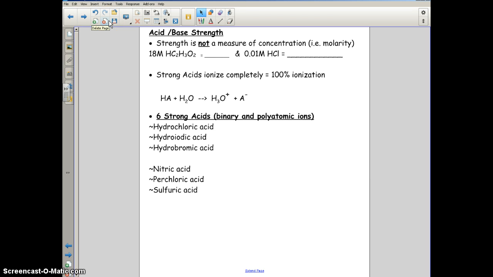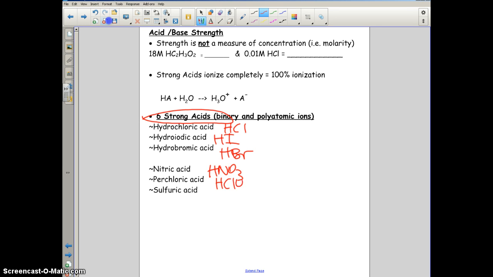All right, so the 6 strong acids, I'm going to start down here, that you need to know are hydrochloric acid, HCl, hydroiodic acid, HI, hydrobromic acid, HBr, nitric acid, HNO3, perchloric acid, HClO4, and sulfuric acid, H2SO4. Previously, I noted that strong acids are 100% ionized. That's a really, really important point that you need to know.